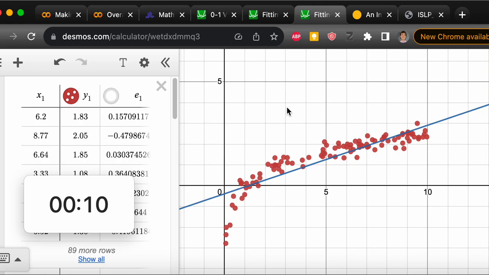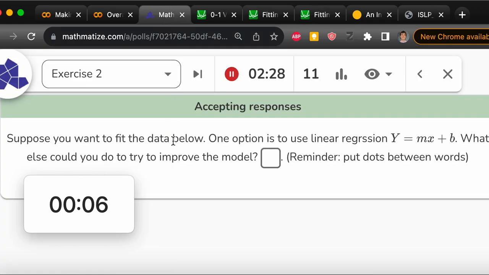Okay, 10 seconds left. Put in any guess you have. You can also put in, I don't know, if you don't have any ideas.